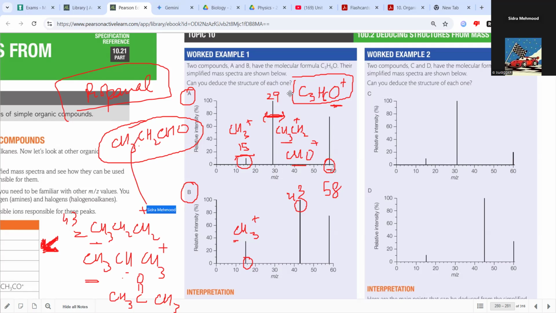For this A compound, the highest M over Z value, the base peak, is at 29. Its M over Z value is 29, and at 29 we have the functional group as aldehyde. And the 15, which is the methyl group peak, we will say that the compound is CH3CH2CHO. This is the molecular ion we have.